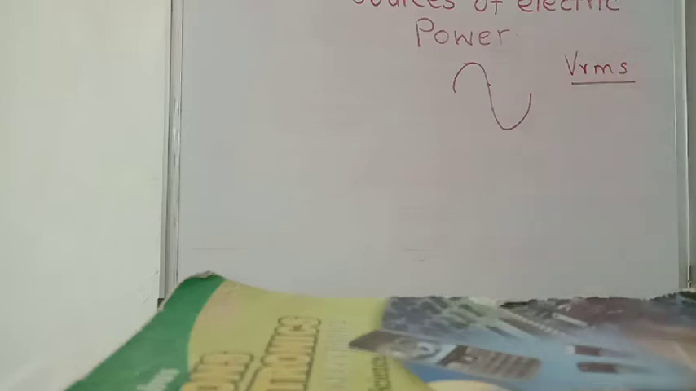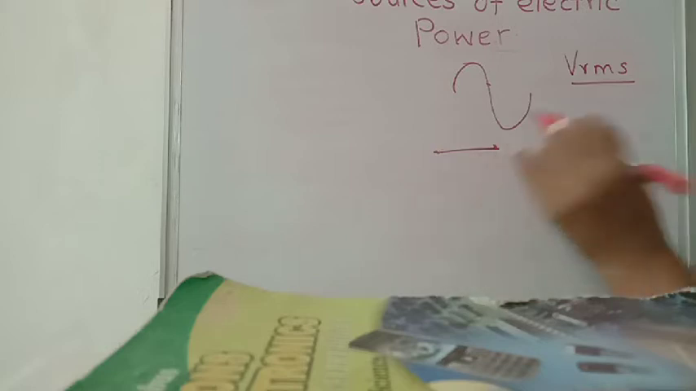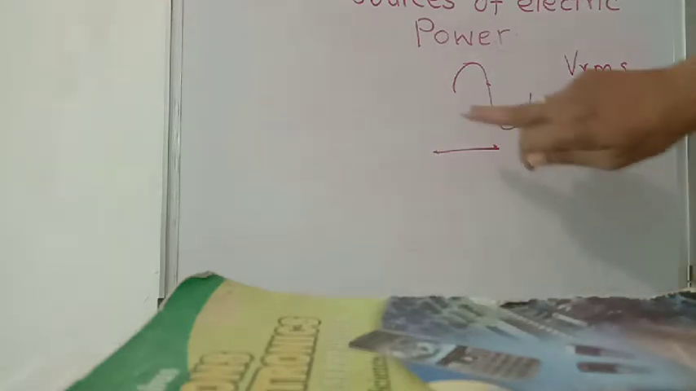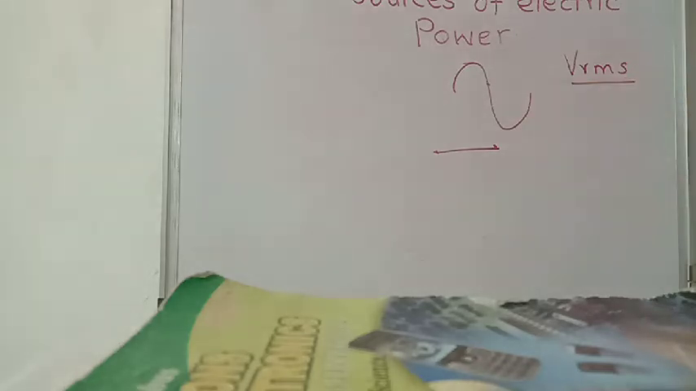We get RMS voltage, which is measured by a multimeter, and average DC voltage can be calculated with the help of a multimeter. Okay, then DC. DC means it is a unidirectional current. AC is a bidirectional current. It has two half cycles, positive half cycle and negative half cycle.